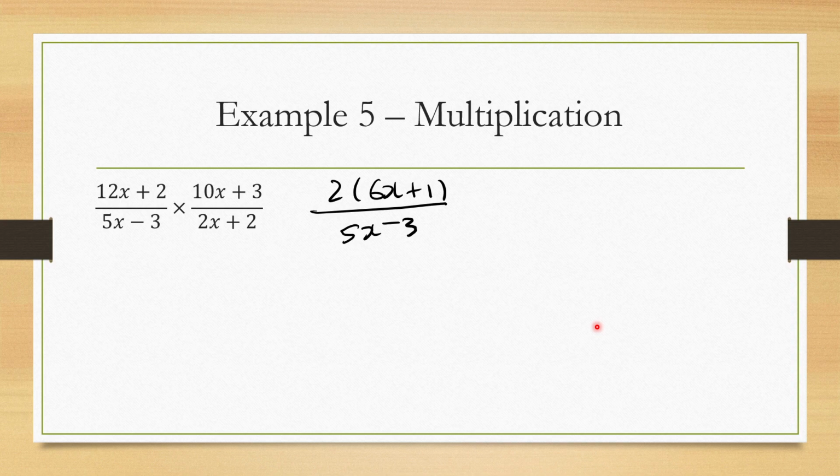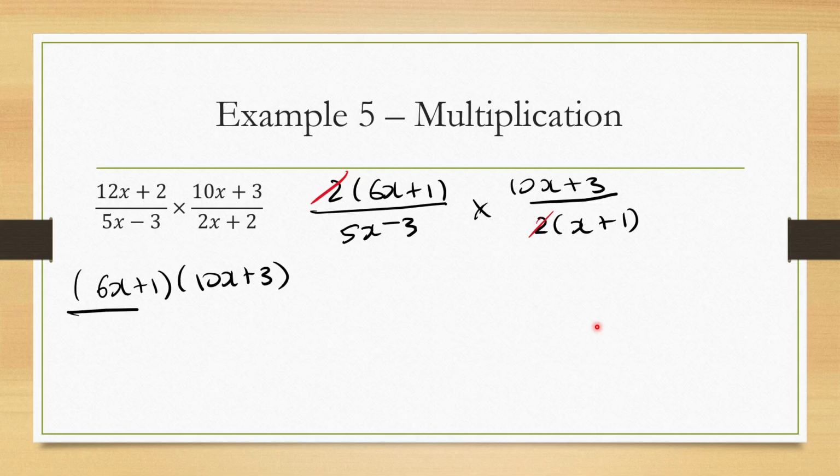Do the same thing for the second fraction. So first thing, 10x plus 3 is not going to change, and 2x plus 2 is going to change into 2, and then x plus 1. You can cancel out these 2's together because they are the same, or factors of each other, so you can cancel those 2 out. Now you just simplify it.